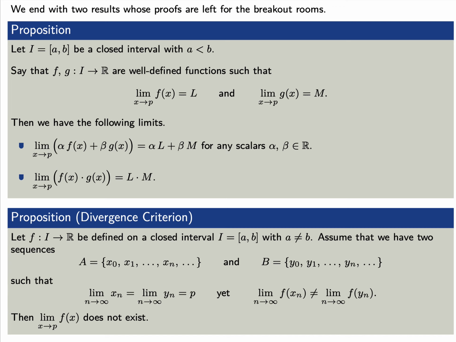Finally, we have a way to see when a limit does not exist. This is the so-called divergence criterion. Let's say that we have a function defined in a closed interval from a to b. And let's take a look at two sequences, capital A in terms of x sub n's and capital B in terms of y sub n's, such that the limit of the x sub n's equals the limit of the y sub n's equals a common point p, yet the limit of the f of x sub n's does not equal the limit of the f of y sub n's. Then the limit as x tends to p of f of x does not exist.